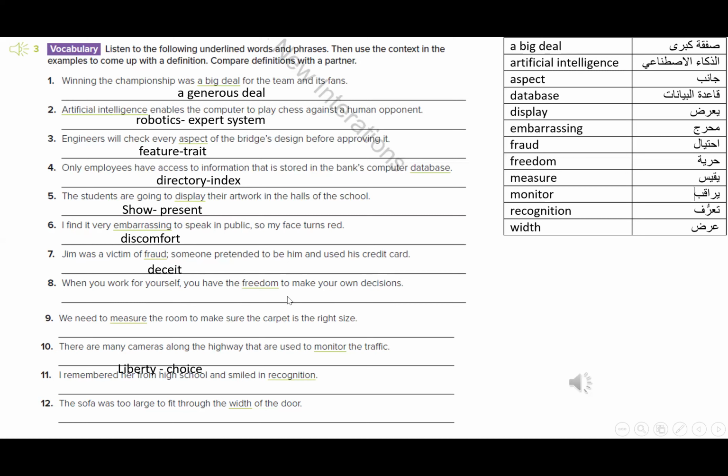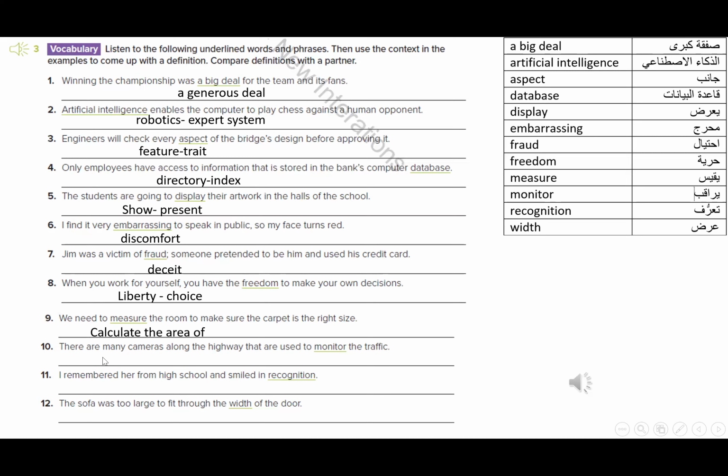When you work for yourself, you have the freedom to make your own decisions. You have the freedom, you have the liberty, you have the choice. We need to measure the room to make sure the carpet is the right size. So the word measure means to calculate the area of the room.